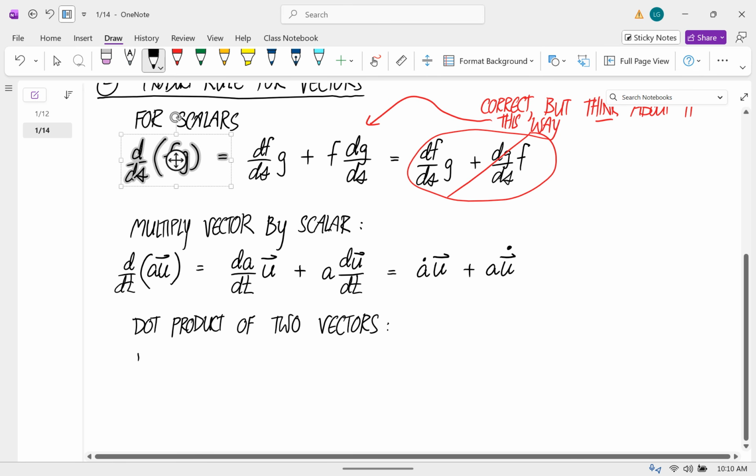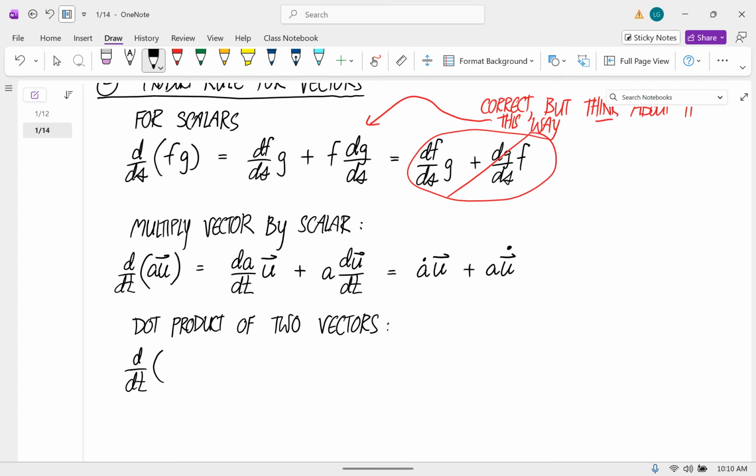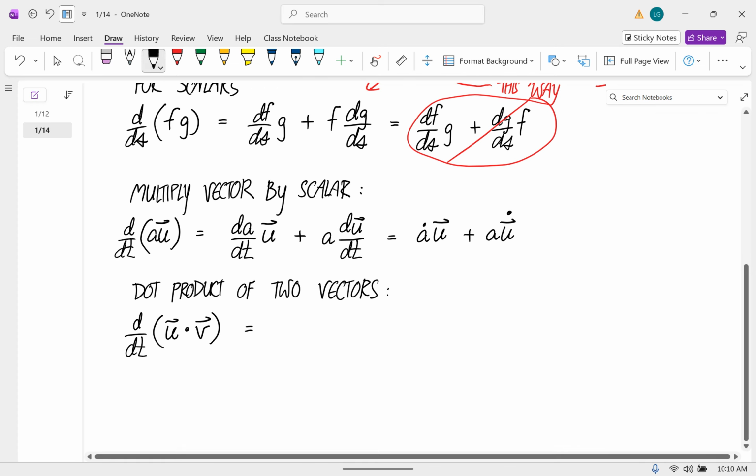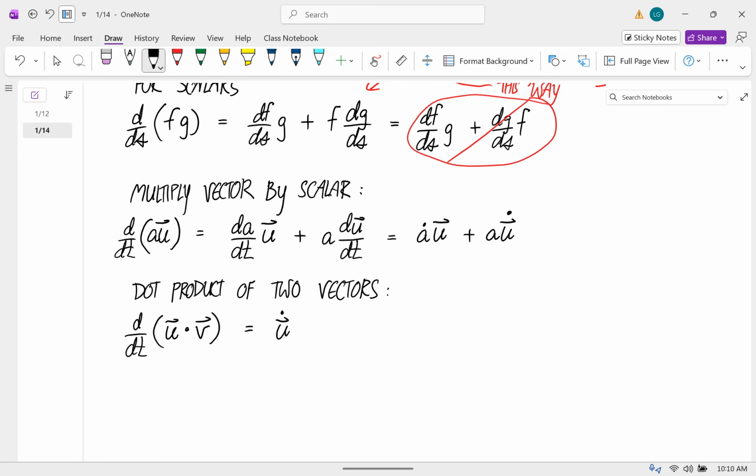So if you're taking the time derivative of the dot product of a vector u with a vector v, this is u dot dotted with v plus u dotted with v dot.